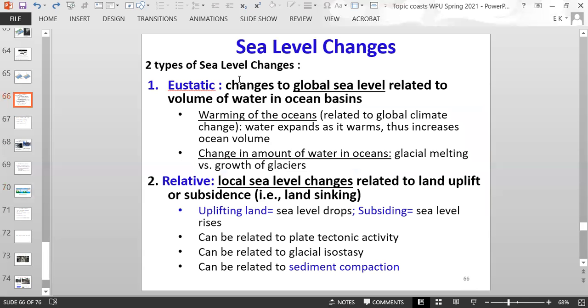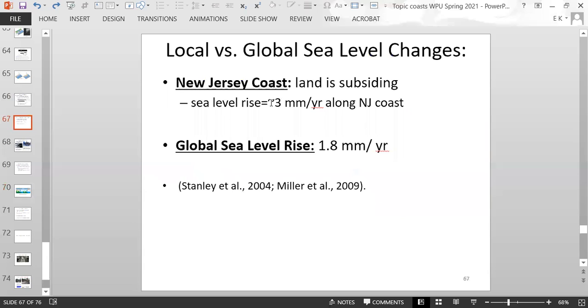So that's why we have the New Jersey coast, because the land is subsiding, along with the global sea level rise, you're getting 3 millimeters per year of sea level rise.